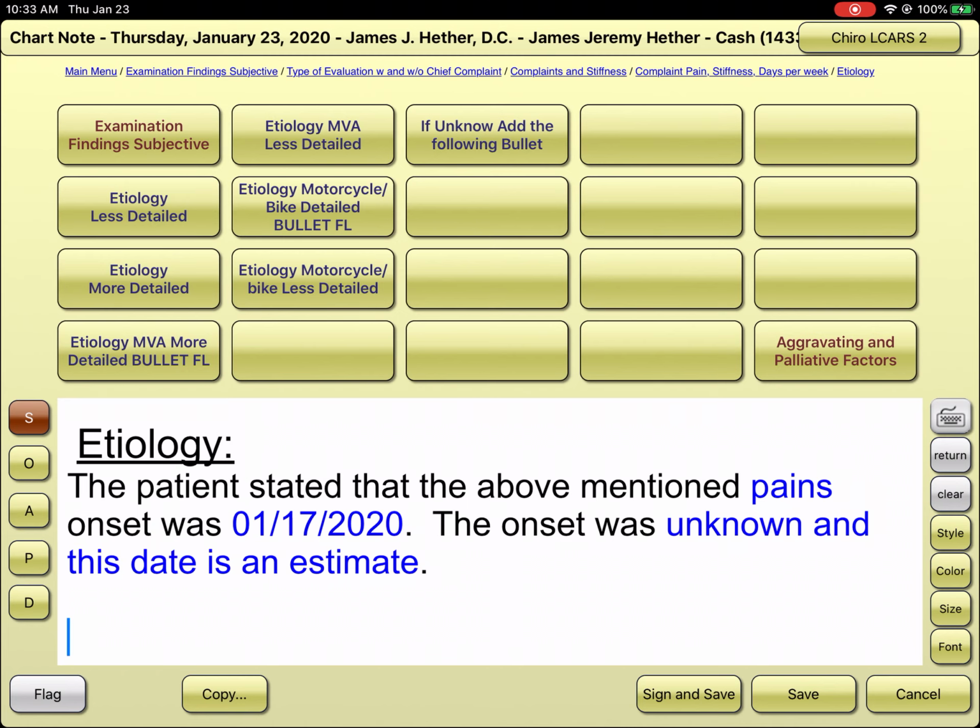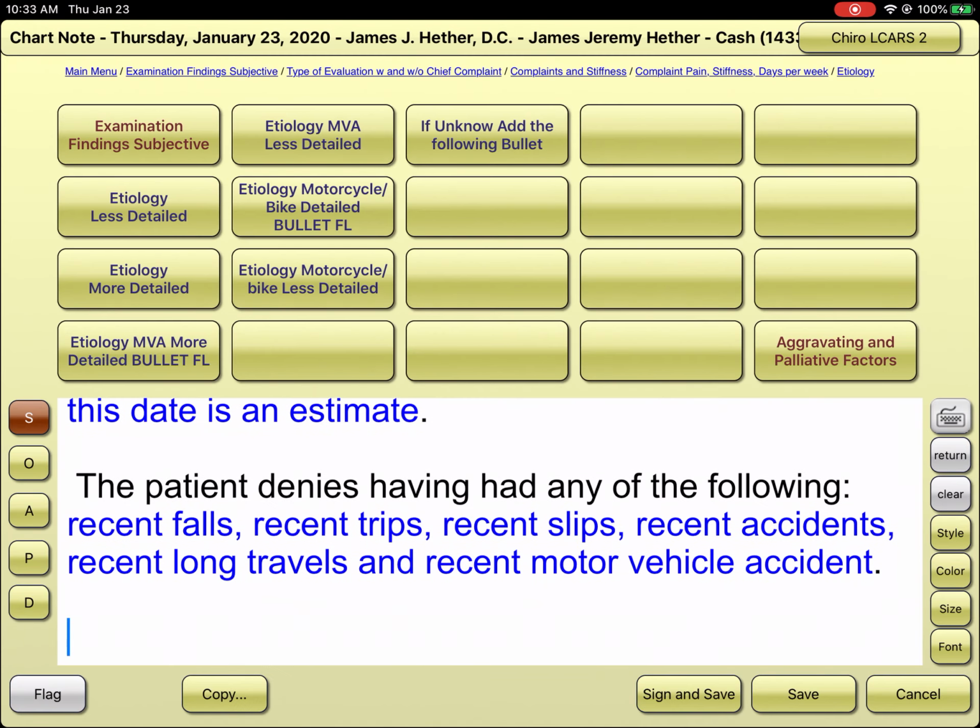So moving on, right under, is there any other factors that may have affected this etiology? If I put down unknown, I could bullet that the patient denies having any recent falls, trips, slips, accidents, long travel rides, or any motor vehicle accidents. So that gets out of the way.